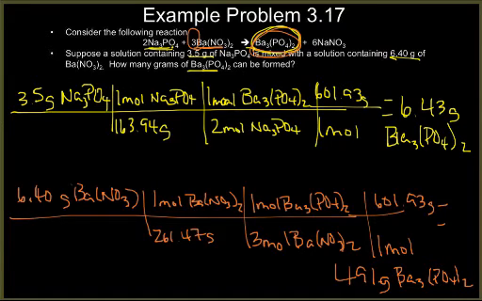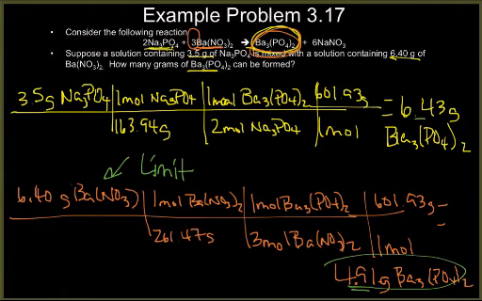Okay, so now I'm going to look at those 2. So this one up here gives me 6.43 grams. This one down here gives me 4.91 grams. So same deal here. The one that makes less is limiting. So that means barium nitrate is my limiting reactant. And then this answer down here is the correct answer for how many grams of barium phosphate could be produced.